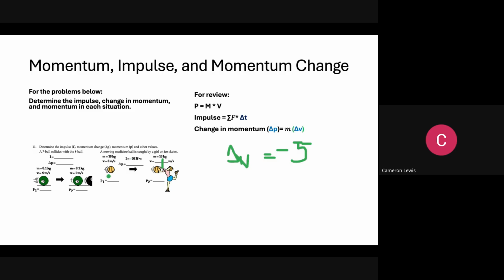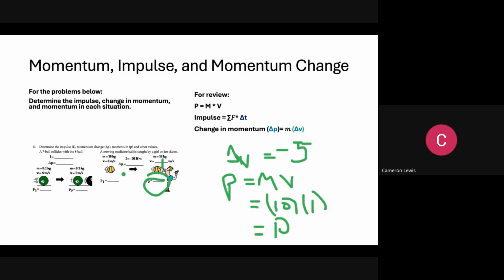Now with us finding that, what is this final momentum? It would be momentum equals mass times velocity. My mass is what? 10. And my final velocity is what? 1. So now my momentum would be what? 10. Good.